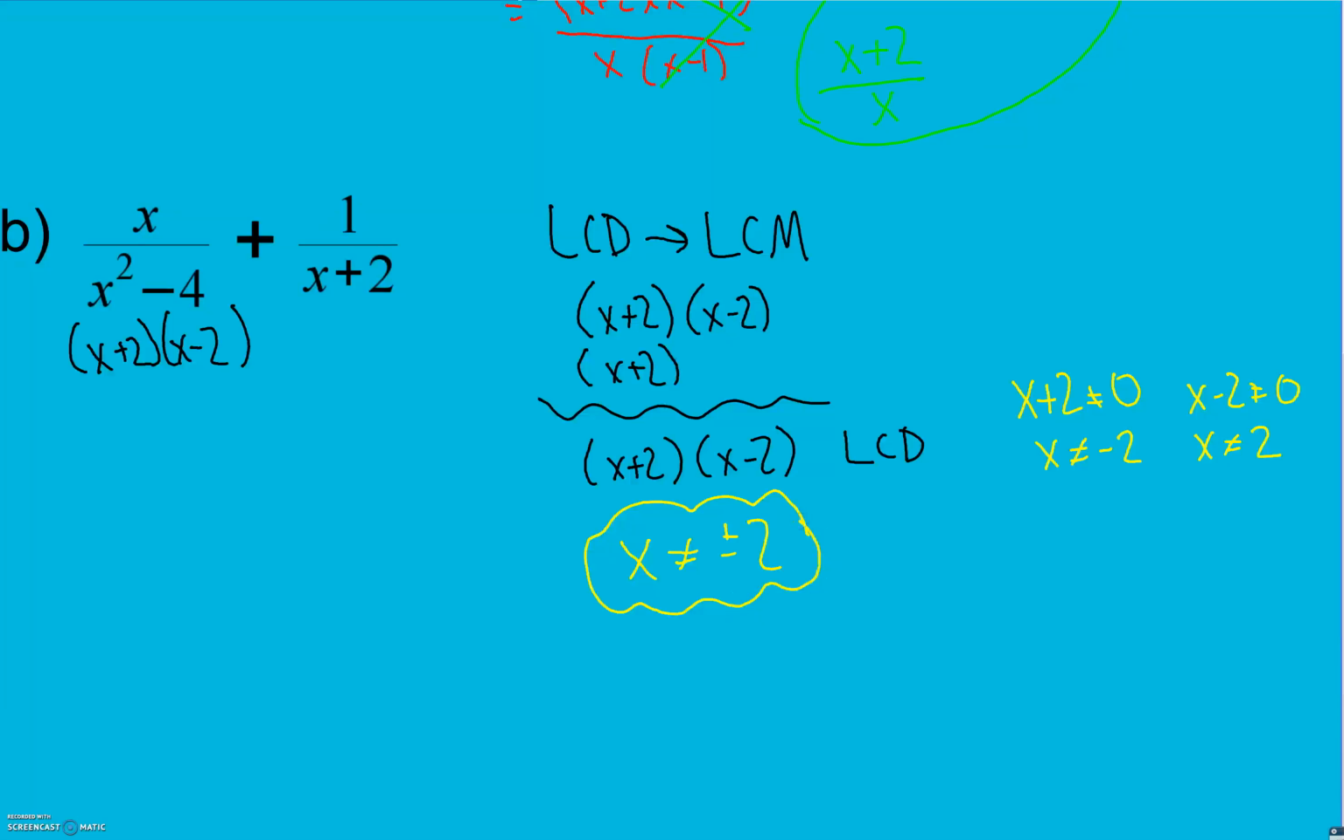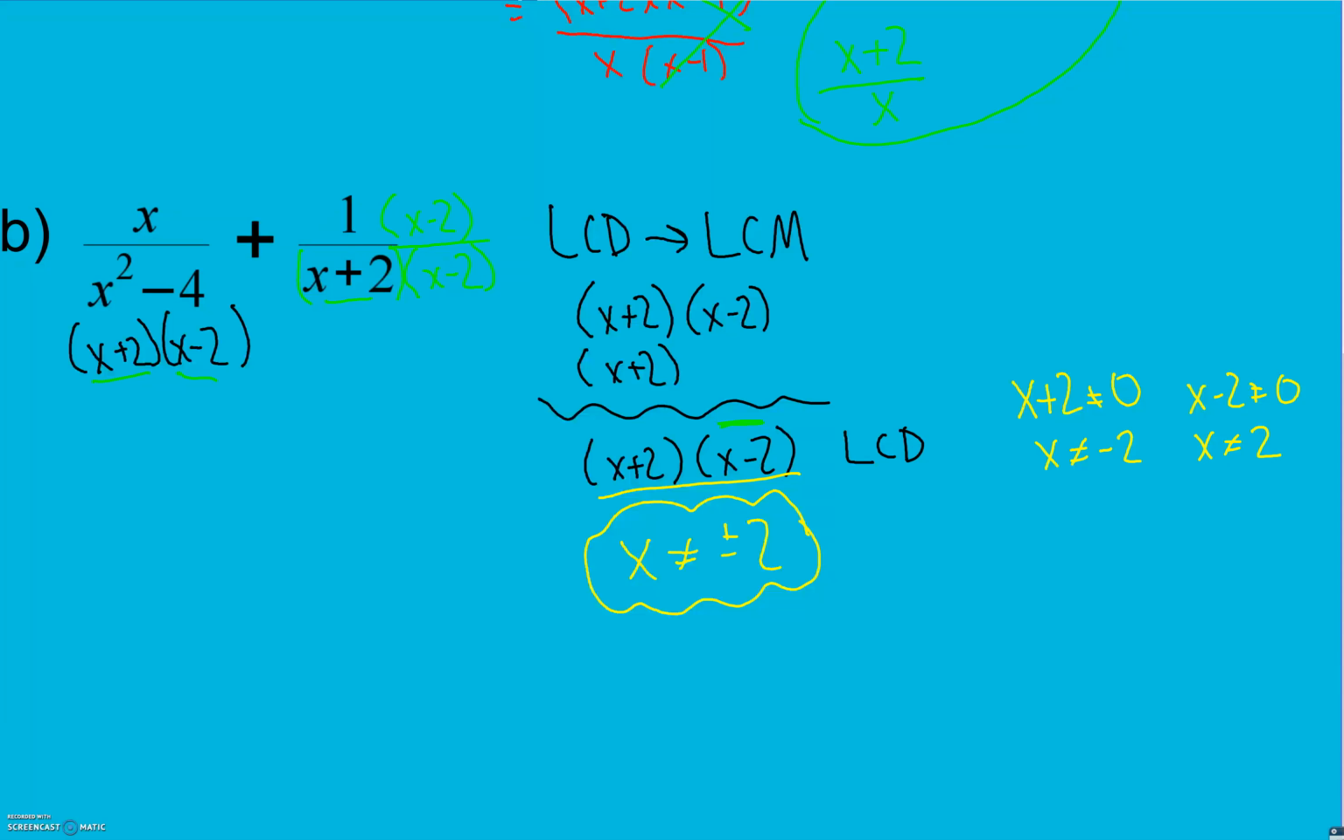Now that I have my common denominator here, I use it to create equivalent fractions. My first denominator, I already have the x plus 2 and the x minus 2. My second denominator, I have the x plus 2, but I'm missing the x minus 2. So I need to multiply by x minus 2 to get that common denominator. And whatever I do to the denominator, I have to do to the numerator.